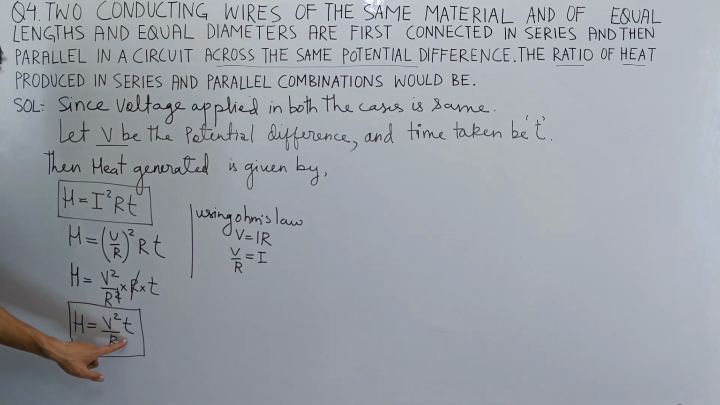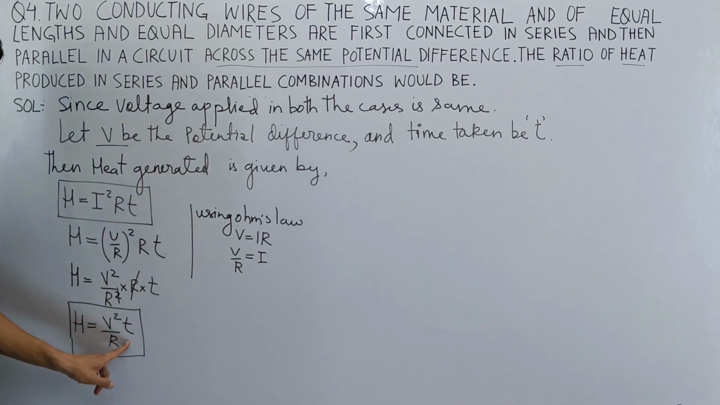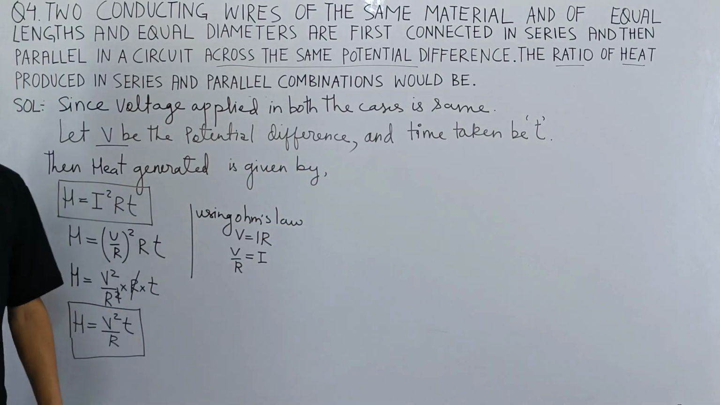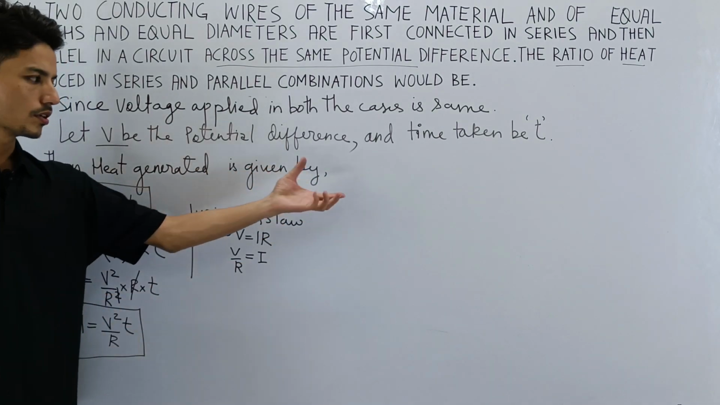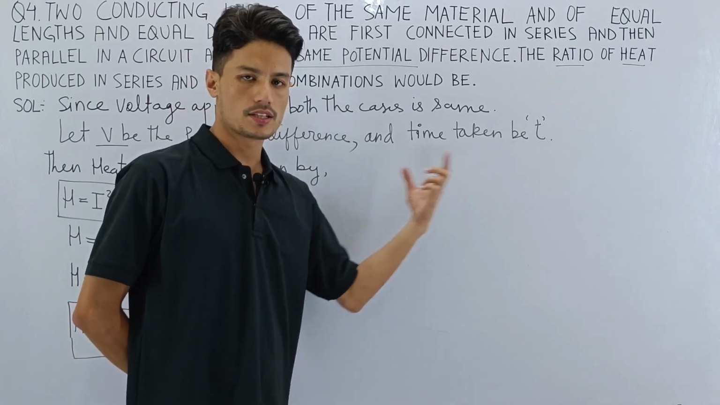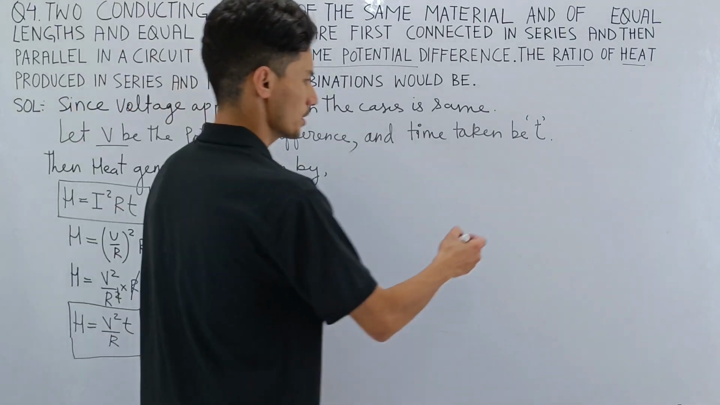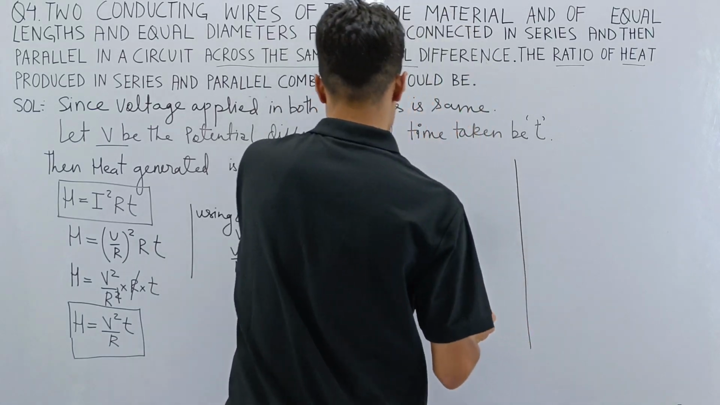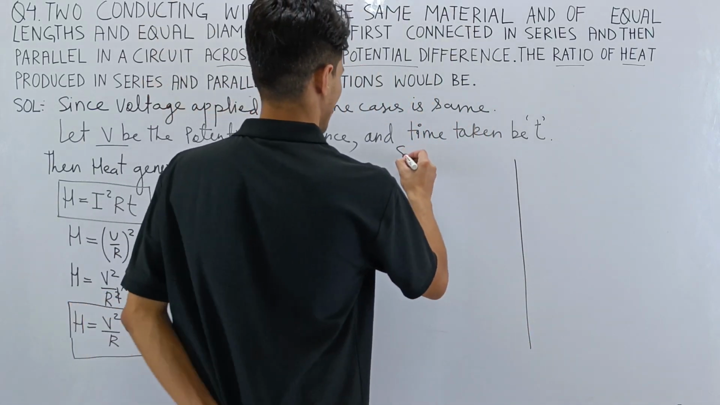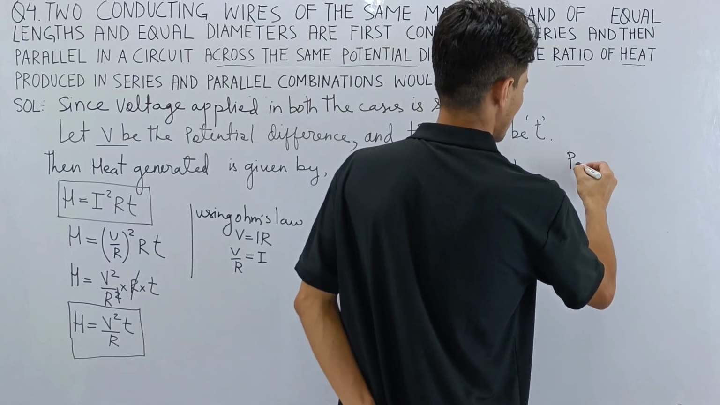Now we will use this separately for series combination, and we will use this formula separately on parallel combination, because here the wires are combined in series and in parallel. So we'll apply this formula in both the cases. So this is the series one and this will be the parallel one.